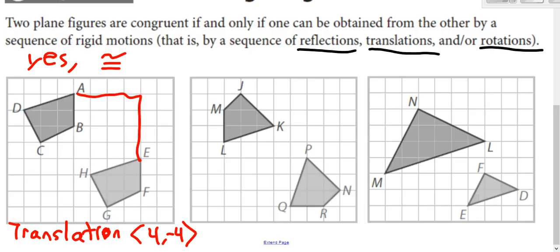Do a similar concept here for JKLM. That will map onto PNRQ if it's reflected. You just got to figure out that line of reflection. I think it would be right about here. And everything will be equally spaced. So yes, they are congruent because it can be reflected over whatever line that is. We can't really name the line.